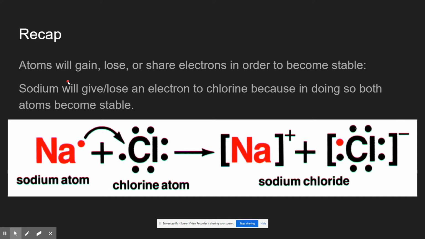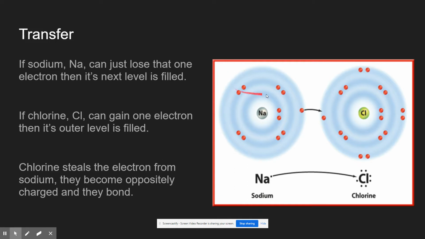All right, so atoms will gain, lose, or share electrons, not just because they want to, but the whole point is to have a full outer shell of electrons to become stable. You might say, well, that's weird because sodium is losing its electron. It doesn't have any now in its outer shell. Not so fast, my friend.